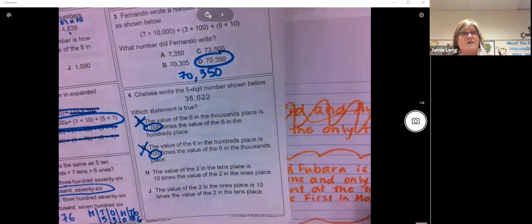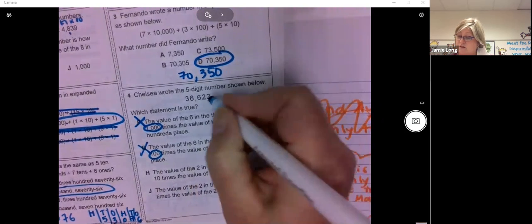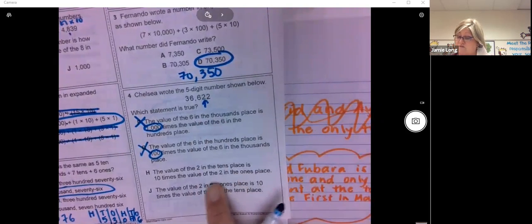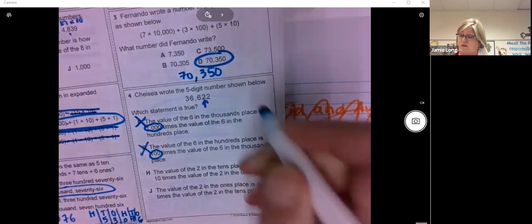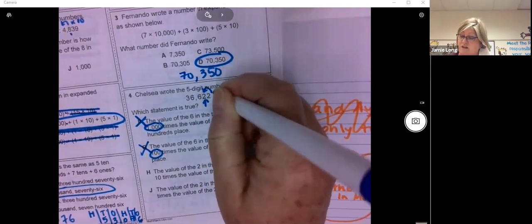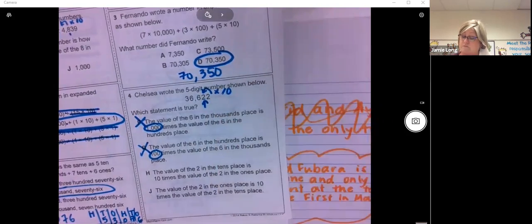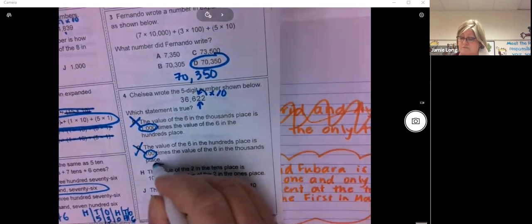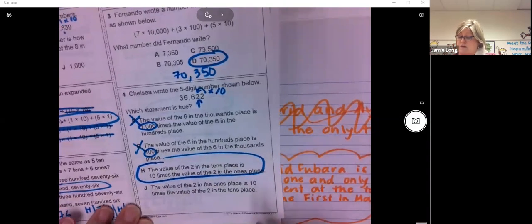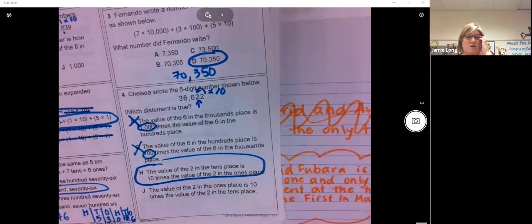We learned today that the most we can do is the one right next door is 10 times more. So the value of the 2 in the tens place, boom, is 10 times the value of the 2 in the ones place. We learned that if we move from this place to this place, that's multiplying by 10. So that one is true. Sorry, H is true. The value of the 2 is 1. And then they did it in the backwards order on J.